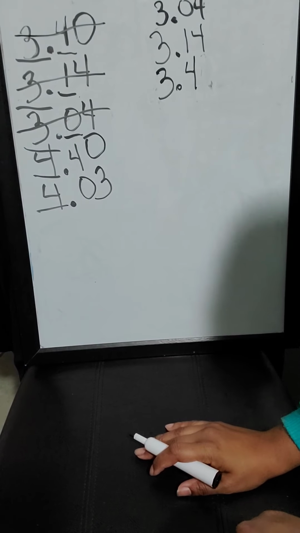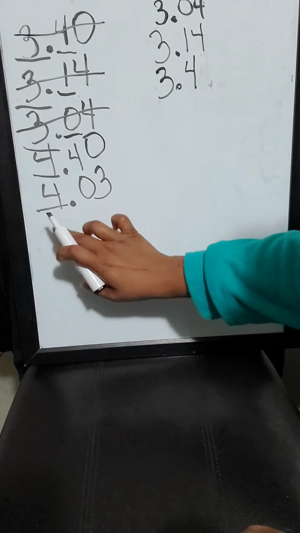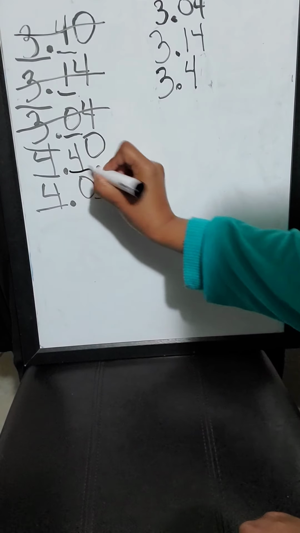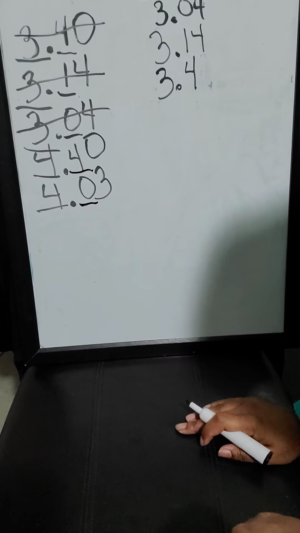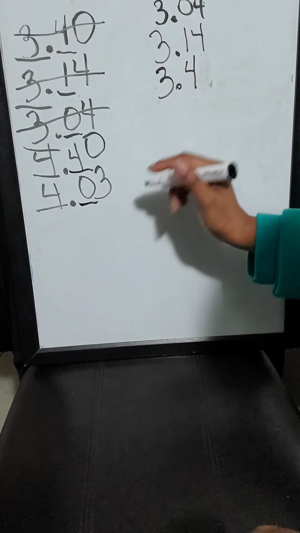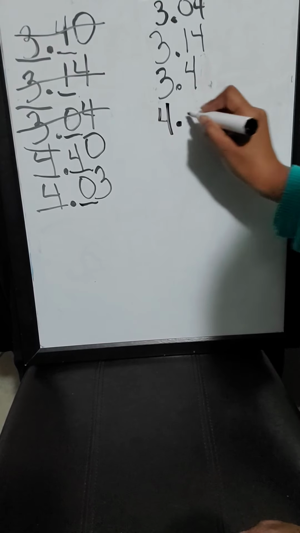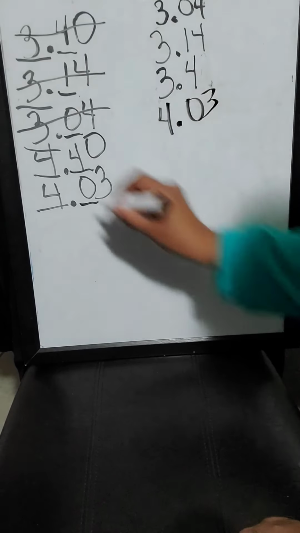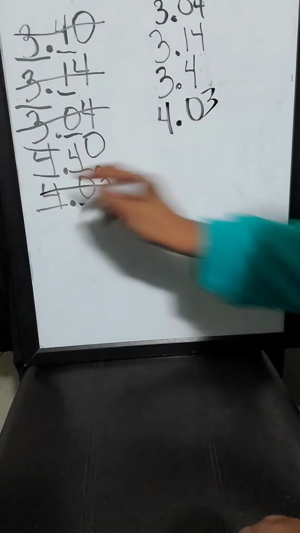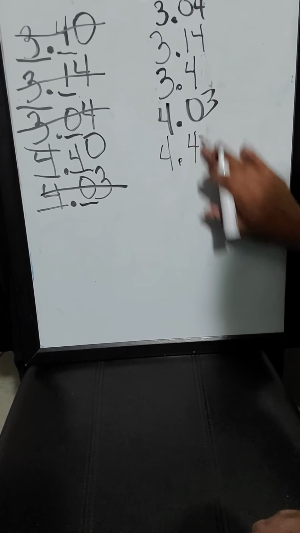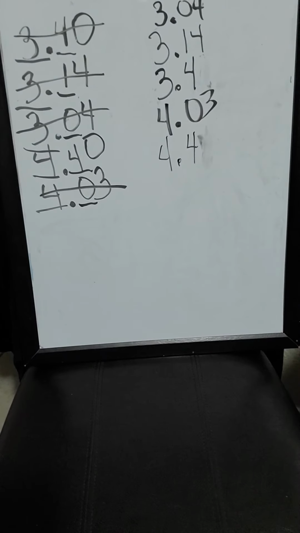Now we can go back to the whole numbers of 4. These 2 4s are the same, so then we move over to the next place value to your right. So 4 and 0, the 0 is the smallest, so then we will write 4 and 3 hundredths. And then 4 and 4 tenths are less. And that 0 doesn't mean anything, so you can drop it. So that is how you do that.